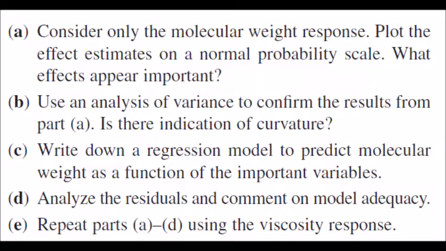Finally, the instructions for the exercise are to run a Daniels test in order to identify which factors affect the response variable. Then, an analysis of variance has to be done to confirm the Daniels test results and to verify there is no sign of curvature in the system. The next step is to get a regression equation to predict the response variable as a function of the important variables. Finally, the residuals have to be analyzed to find, if there is any, the factors that affect dispersion. The instructions are to be completed twice, the first time for molecular weight and then for viscosity.